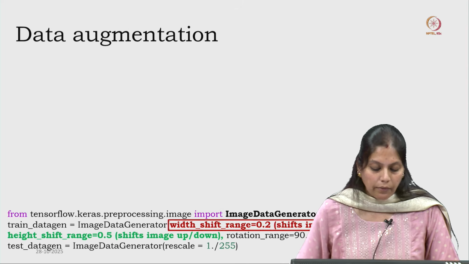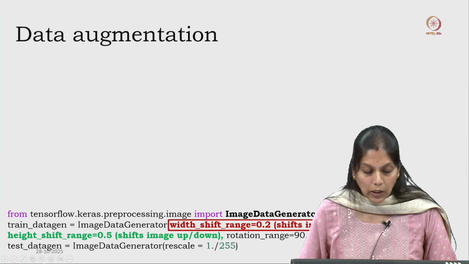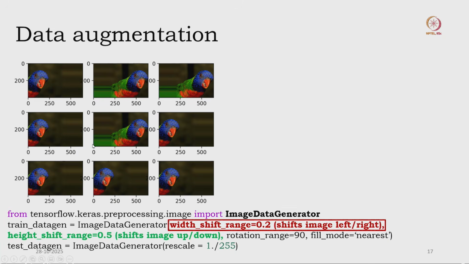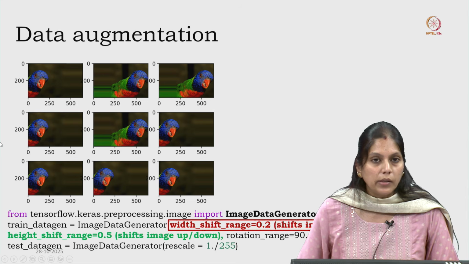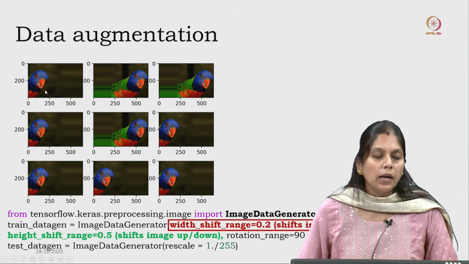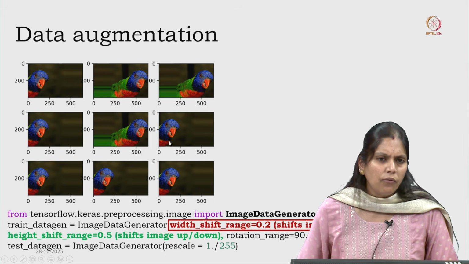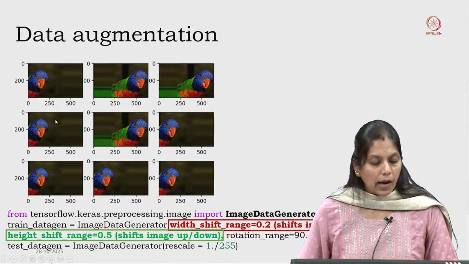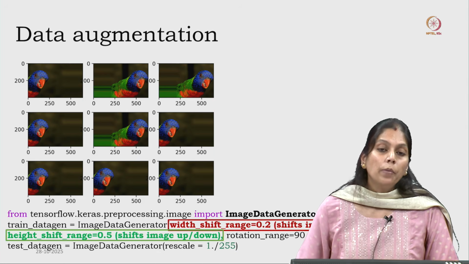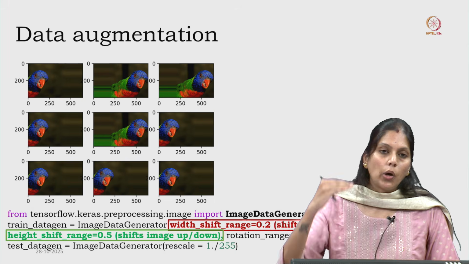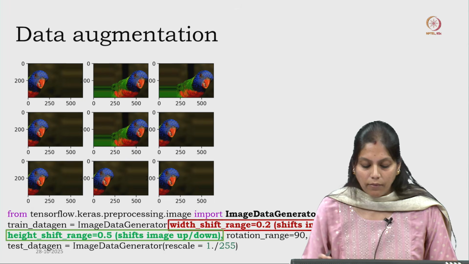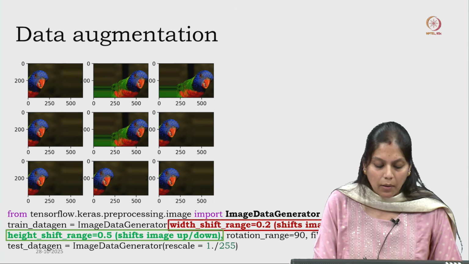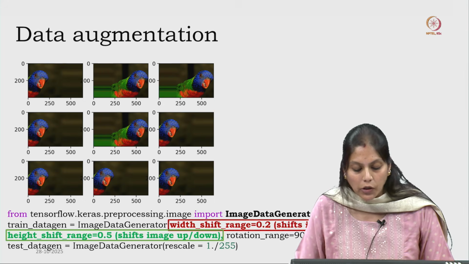So when you see the width shift range, how does it look? You will see the image moving either towards the right or towards the left side. Can you see one single image, but you have different orientations? Similarly, when you take a height shift range, you are moving the image up or down. But the working mechanism, the math, everything will remain the same as the width shift range.